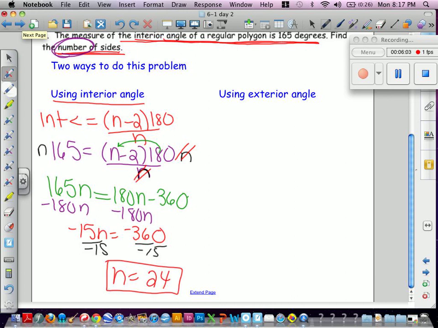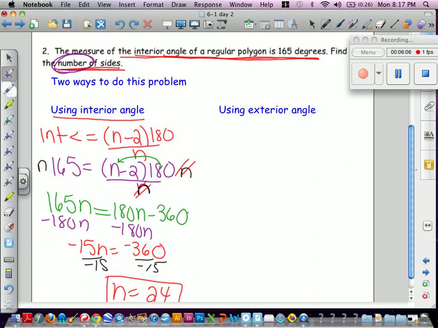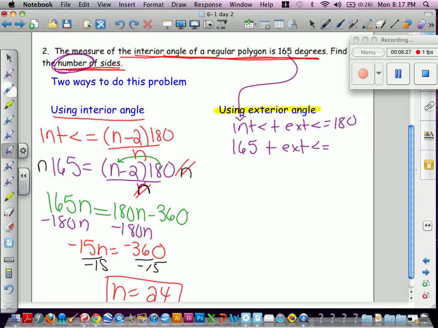You could do this problem also using the exterior angle. Remember, the interior angle plus the exterior angle equals 180. Your interior angle is 165. You're looking for your exterior angle, and those together equal 180. Move your 165. Your exterior angle is 15 degrees.